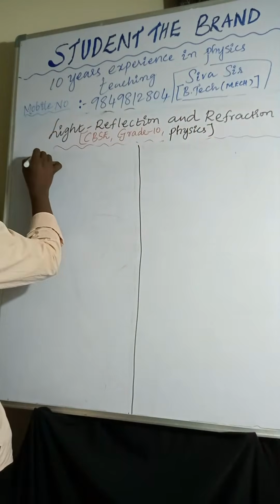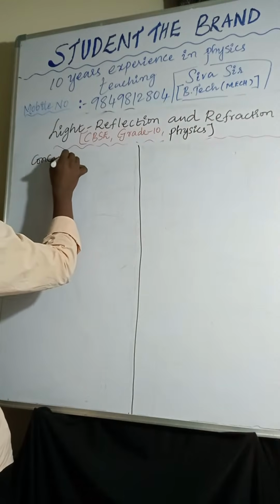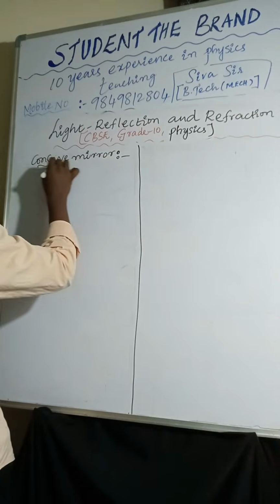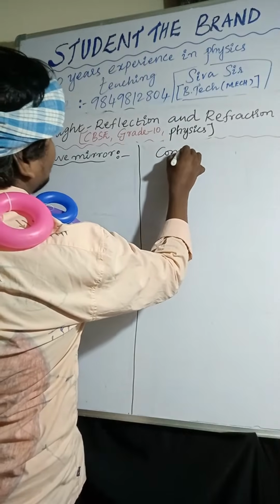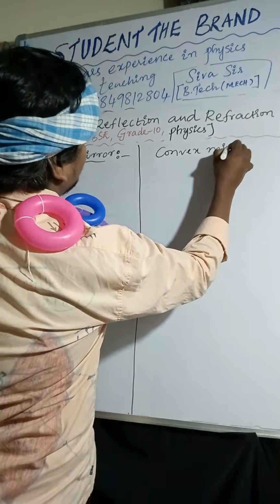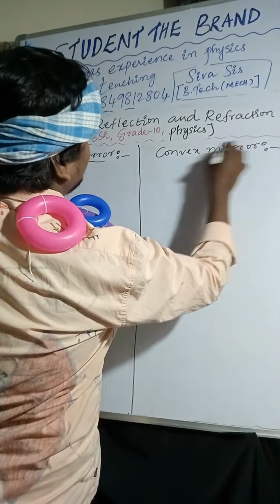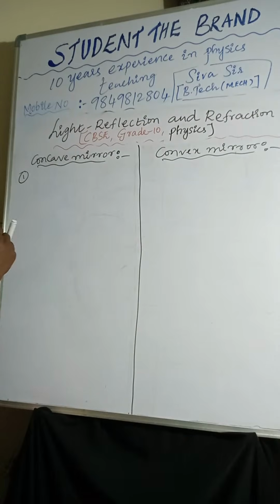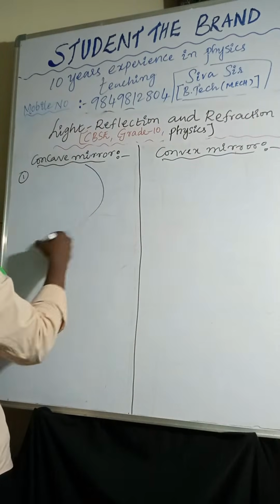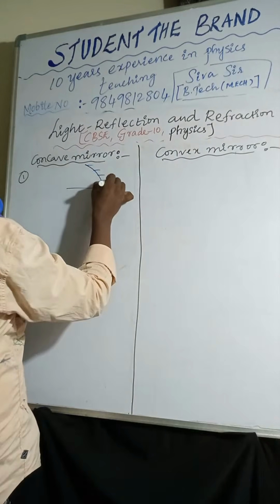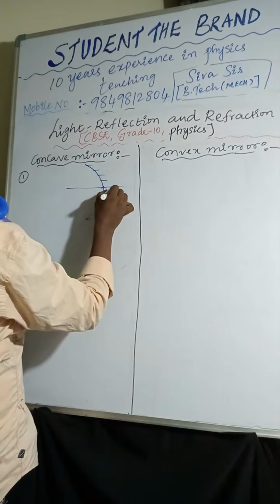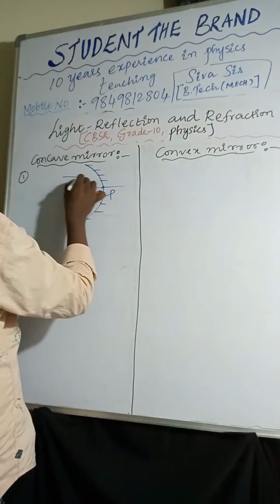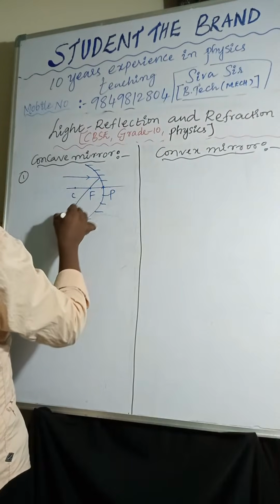So ray rules, concave mirror, convex mirror. First point. Concave mirror: pole, focus, center of curvature. Light rays coming from infinity after reflection pass through focus.